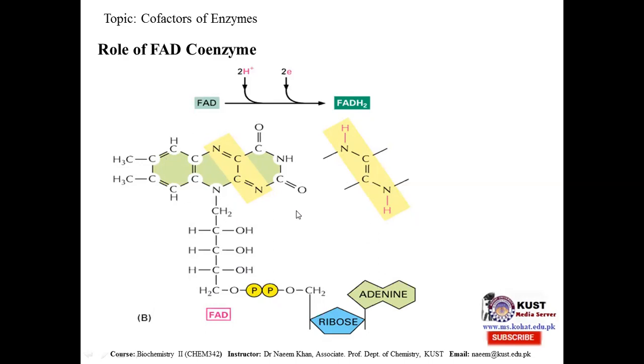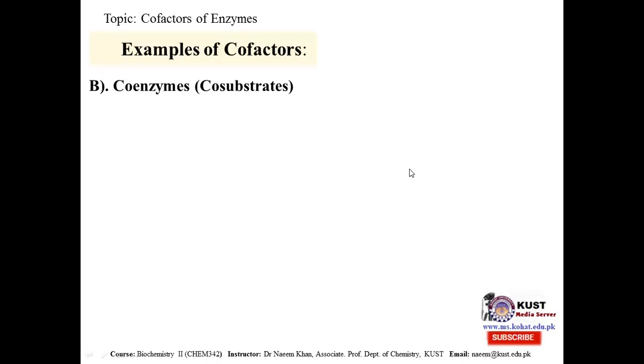This coenzyme is actually helping the enzyme by accepting the hydrogen. Another example is the lactate dehydrogenase enzyme, and this is also using an organic coenzyme cofactor as a substrate. These are also co-substrates because they are transiently available to the enzyme.